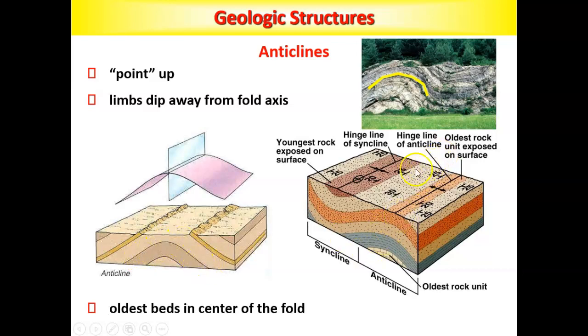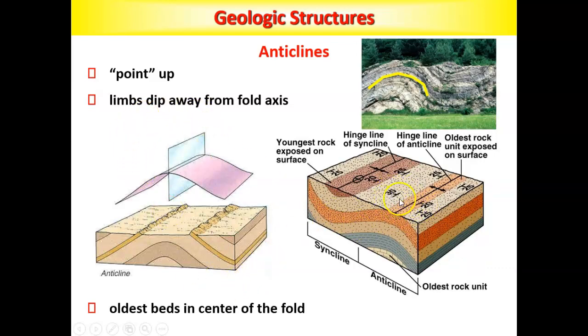If you are only given the map view, let's say you're only given this part of the map, if you knew the age of this unit compared to this lighter one, and we told you that this one in the middle was older, that would be an indication that you have an anticline. And once again, we said the limbs dip away.